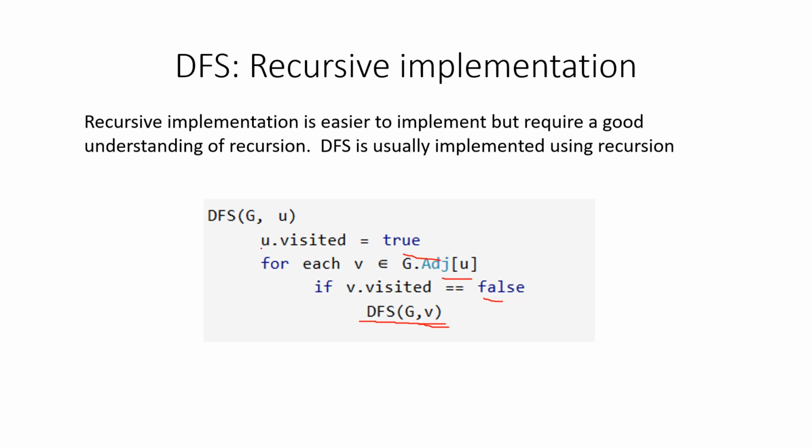So let's take a look at the recursive way. Here we just say that, for example, node or vertex u is visited as true. Then for each adjacent vertex, if that vertex is not visited, if it is false, then we send the recursion to that node. There are only 4 lines of the code, as you may notice.